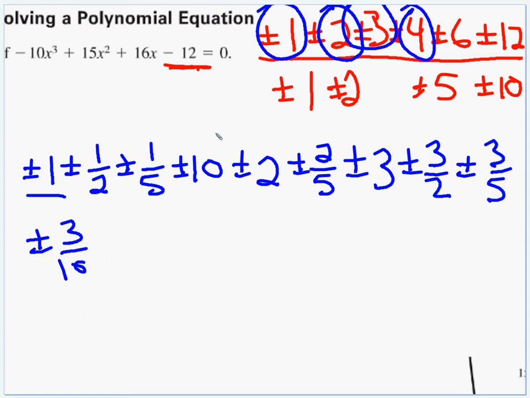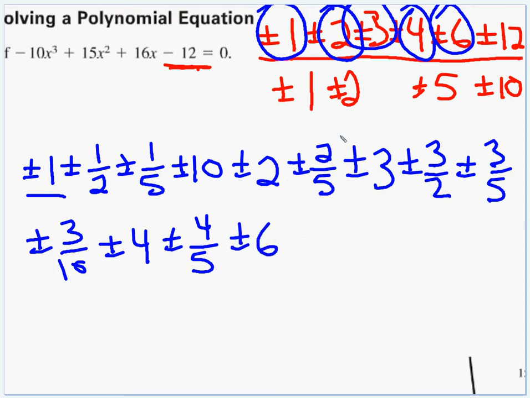Next numerator 4. 4 over 1. 4 over 2 is 2. We already have that. 4 over 5 is new. And then 4 over 10 will reduce to 2/5. We've already got that one. Up next, 6, plus or minus 6. 6 over 2 will be 3. We already have it. 6 over 5 is a new one. And then 6 over 10, that will reduce to 3/5.